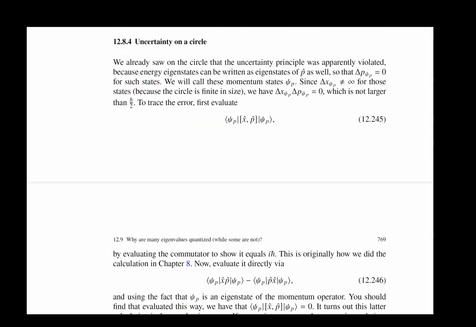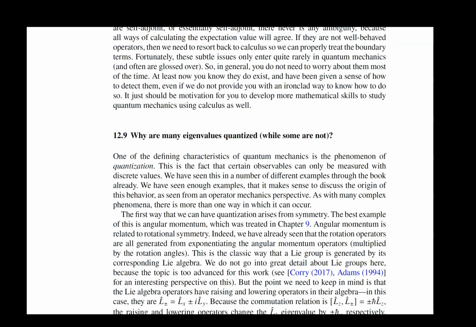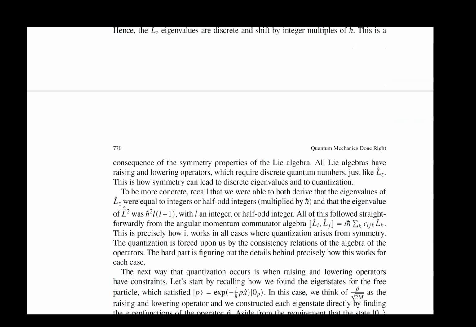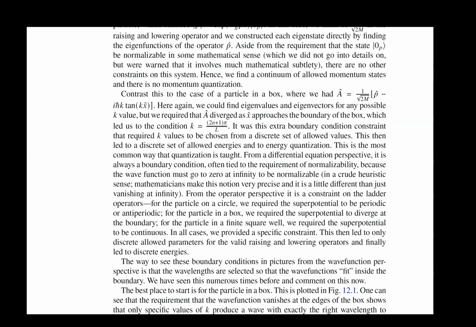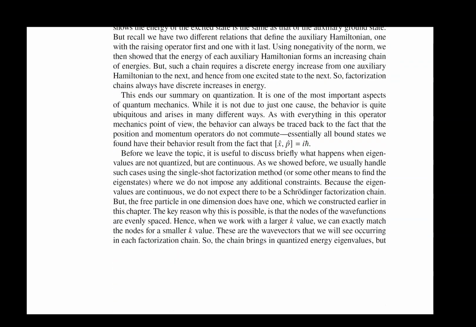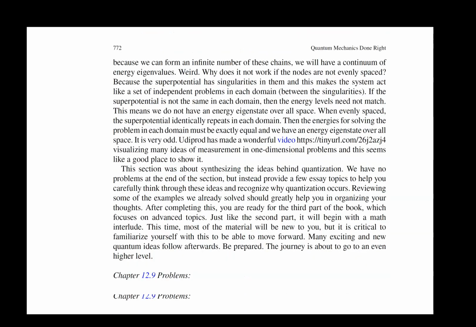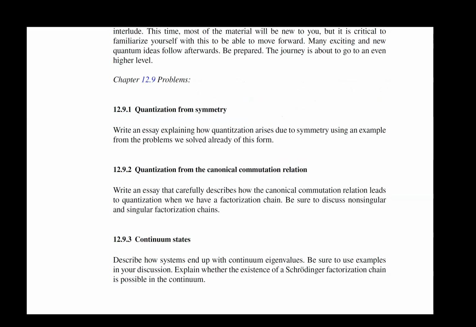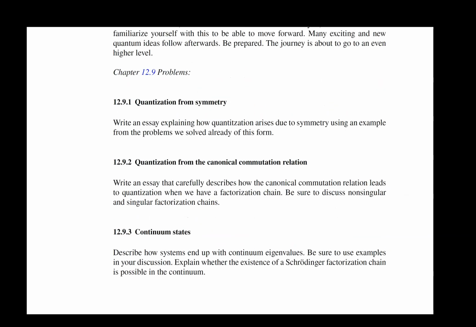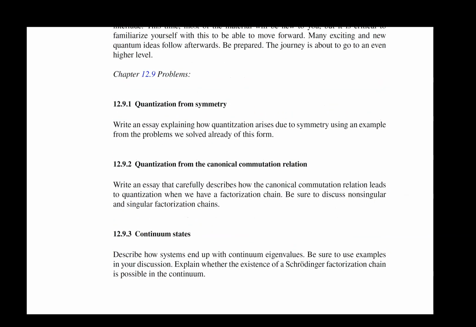Then we get into a little bit of the philosophy. Why are some eigenvalues quantized while some are not? I really like this chapter and this discussion. I hope you will as well. There's a little bit of philosophy to it. There's also a little bit of math that helps support the arguments that we give as to why you sometimes have bound states and you sometimes have continuum states. And that's the end of the chapter, and that's the end of part 2, our fundamentals of quantum operator mechanics.